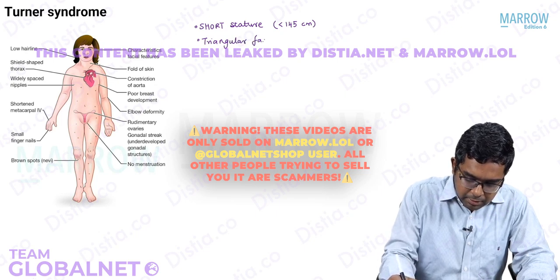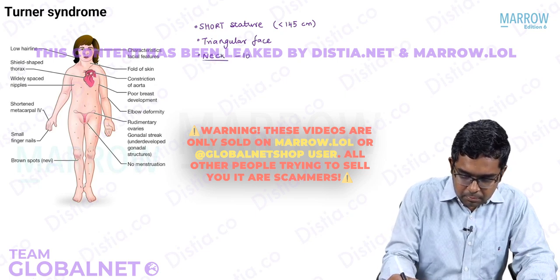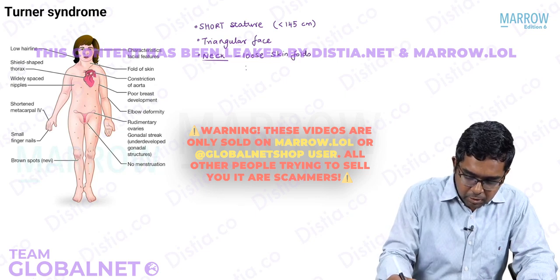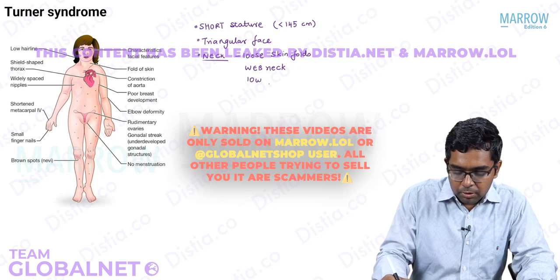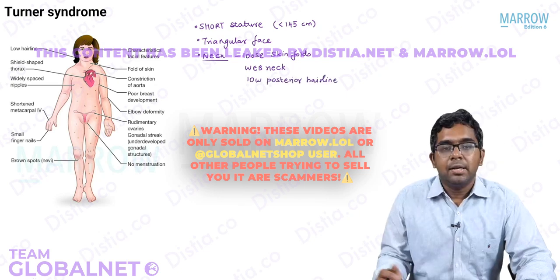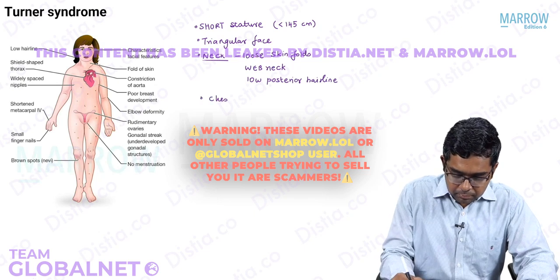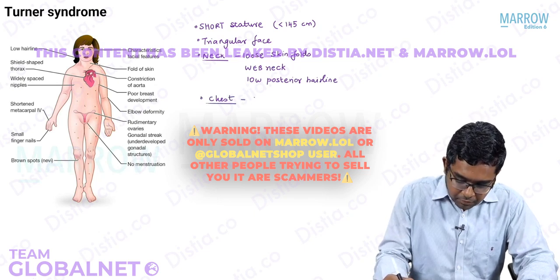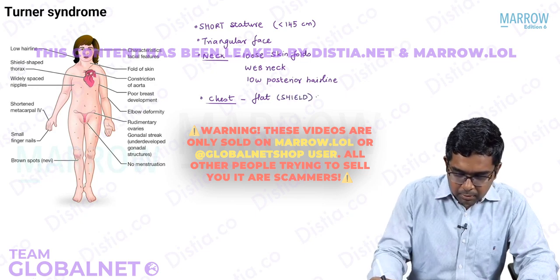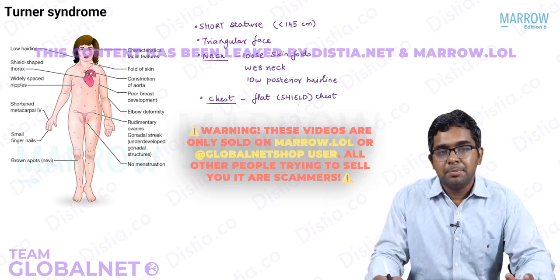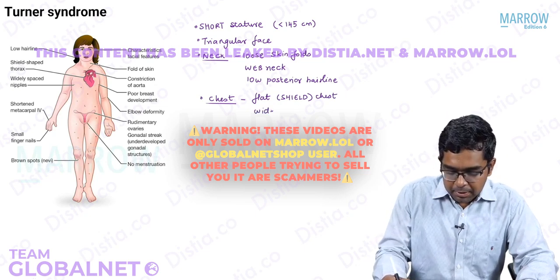Okay, and in the neck region they have loose skin folds with the webbing of the neck, and if you look at the back side of the neck, they have low posterior hairline, and in the chest region they have flat chest, or what you also call the shield chest, with the nipples which are widely spaced from each other. Widely spaced nipples.